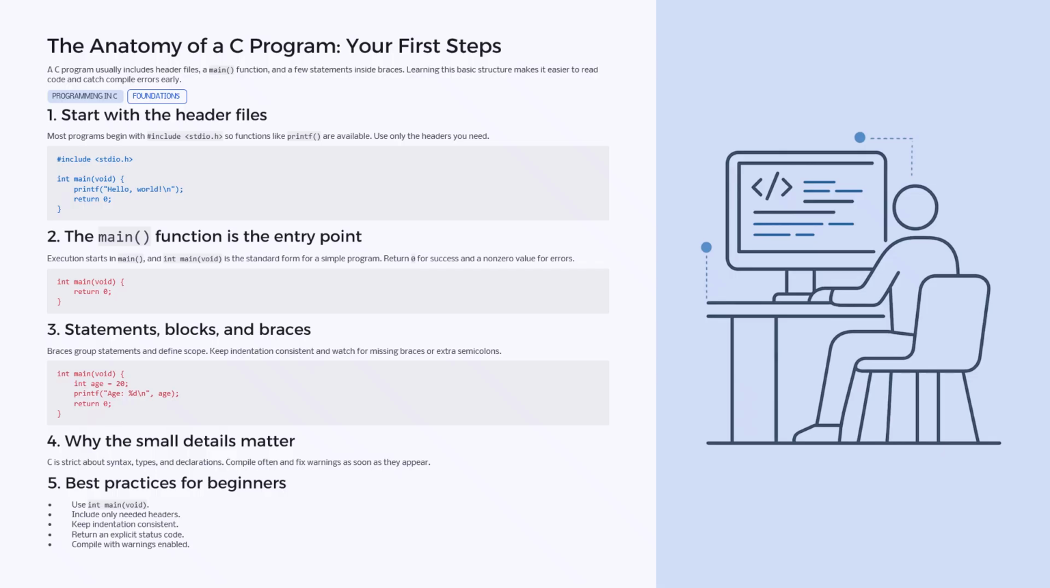So starting with the header files, most programs begin with #include <stdio.h> so functions like printf are available. Use only the headers we need. The most common header file we use is stdio.h. The full form of stdio is standard input output dot header file.